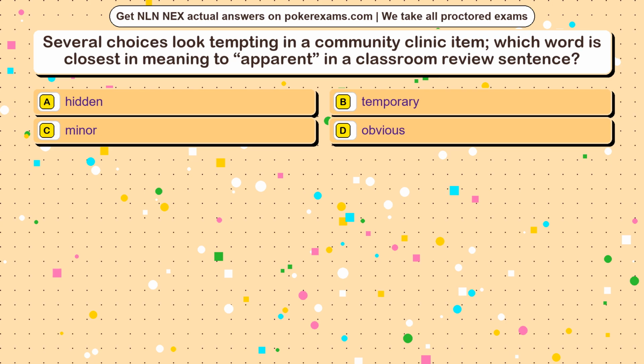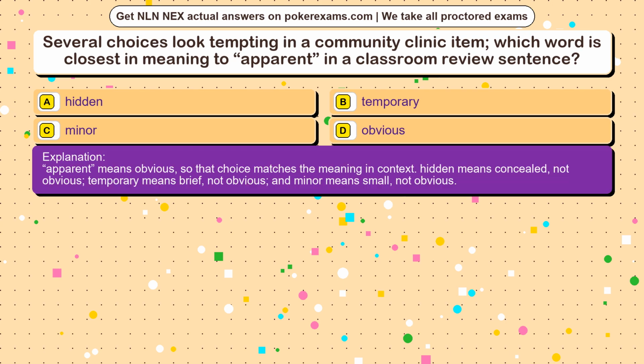The correct answer is option. Apparent means obvious, so that choice matches the meaning in context. Hidden means concealed, not obvious. Temporary means brief, not obvious, and minor means small, not obvious.